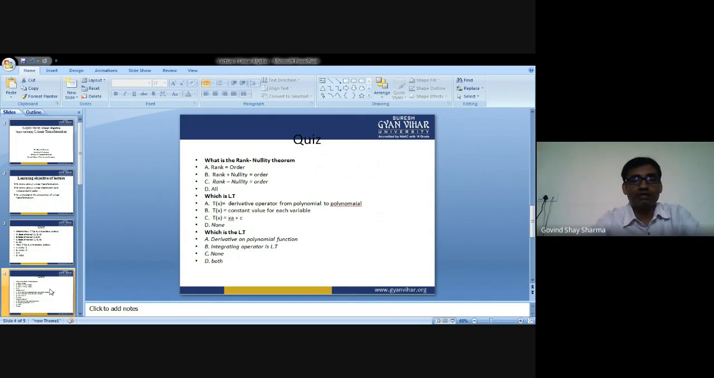Which is the LT? LT is the linear transformation. Tx as the derivative operator from polynomial to polynomial, that is right. Ax is equal to a constant value, it is always constant, then it does not give the 0 vector. And Tx equal to Ax plus C is not possible. So Tx as the derivative operator on polynomials, option A is right. We have already discussed the derivative of polynomials in the previous question. The integrating operator is also an LT, so D is the right option.